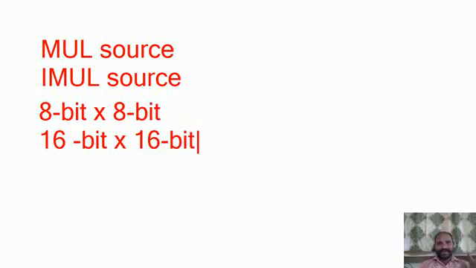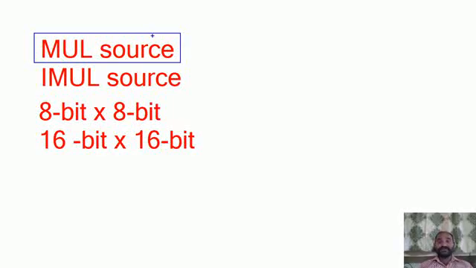Again, the multiplication operation in the 8086 microprocessor is able to perform multiplication between signed numbers as well as unsigned numbers, and it can perform 8-bit multiplication or 16-bit multiplication. So if I take MUL, for example, and I would like to perform 8-bit multiplication, the source operand should be 8-bit.